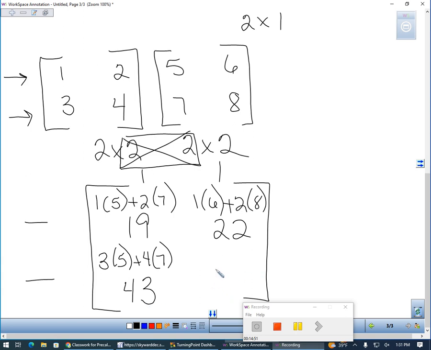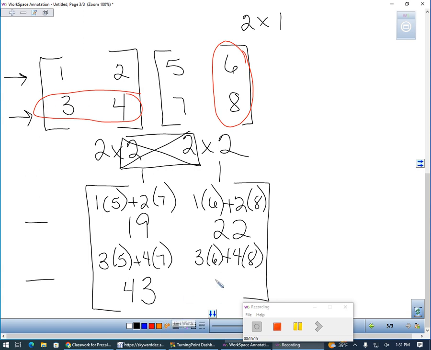All right, and in our last spot, this is A22, which means row 2, column 2. So we are taking this row and timesing it by this column. Okay? So I have 3 times 6 plus 4 times 8. So 18 plus 32? 50. Yay!